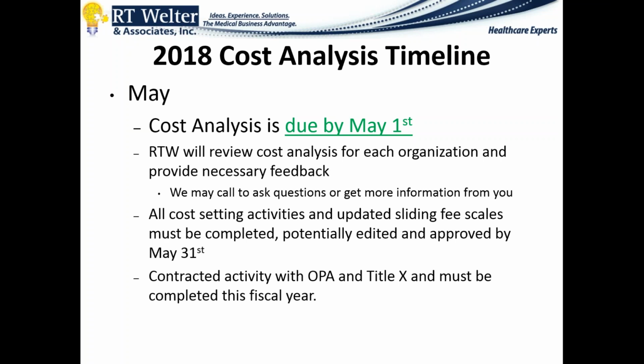All cost-setting activities, including updating your sliding fee scale, must be completed, as well as giving time for editing and approval by May 31st. This is a contracted activity with OTA and Title 10, and it must be completed this fiscal year. Unfortunately, there is no wiggle room with regards to these deadlines. So get them in your calendars and really think about how to plan accordingly so that you can get this done.